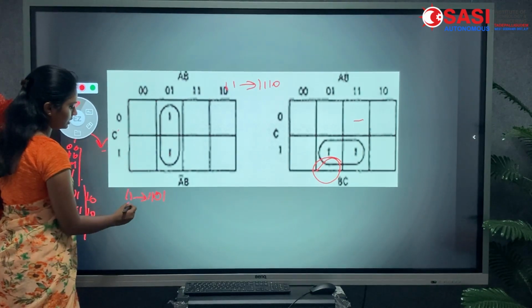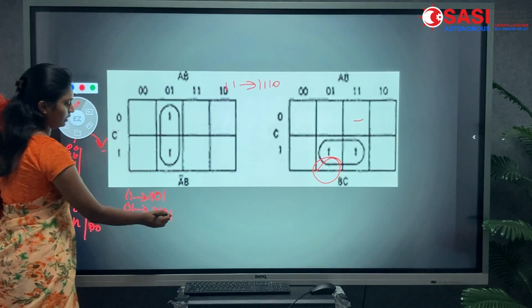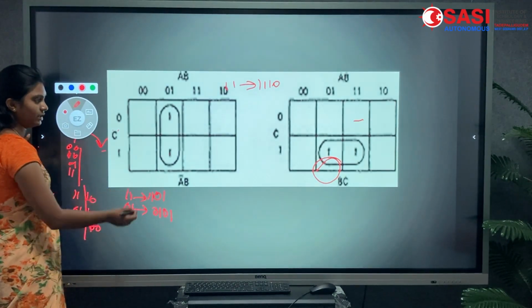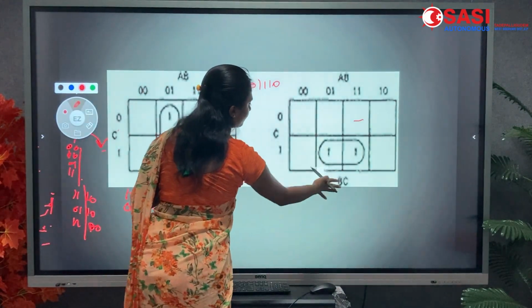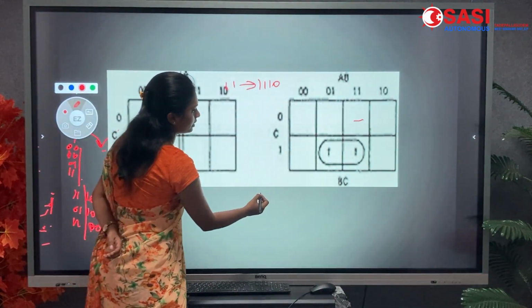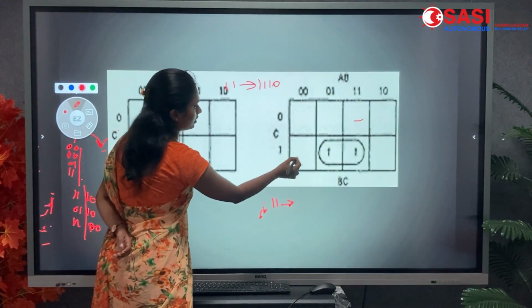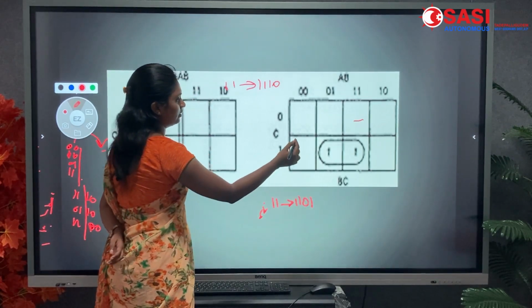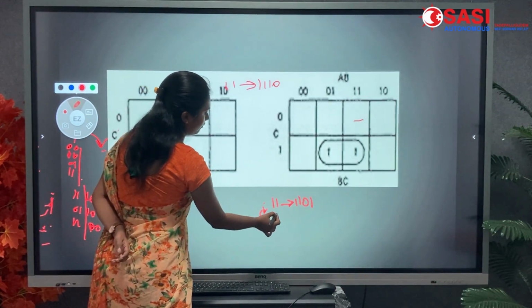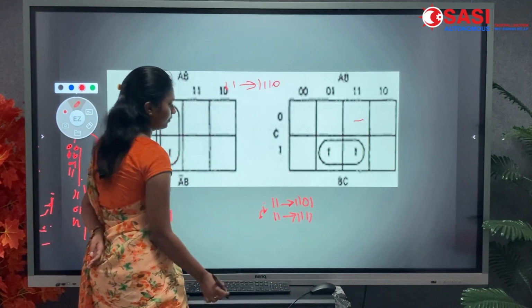Next, 0 1 indicates 0 1 0 1. For this statement, for this block, 1 1 indicates 1 1 0 1. Next, another one: 1 1 indicates 1 1 1 1.